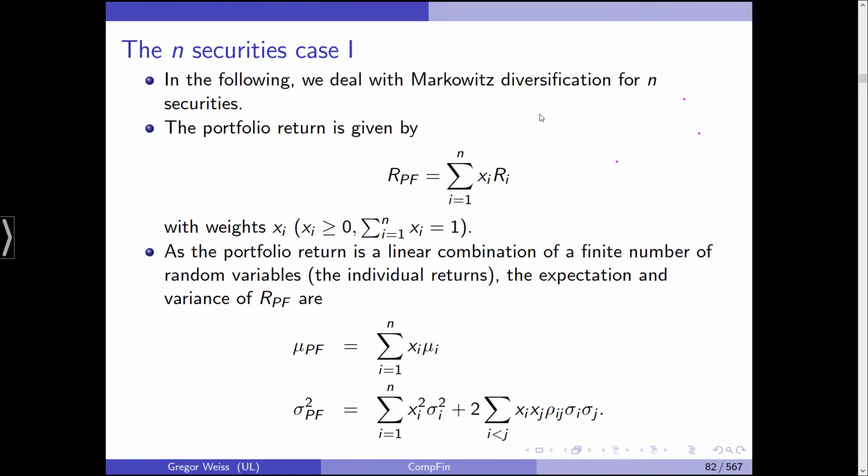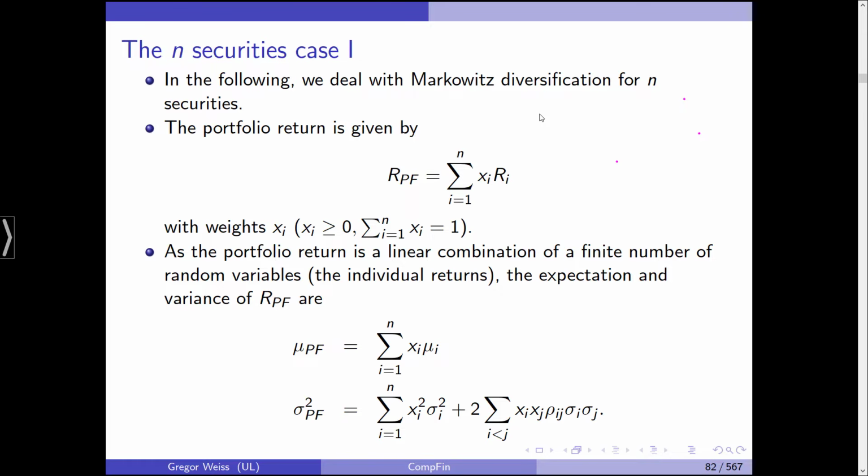First, the portfolio return, that is R_PF, and it's just a linear combination of all the individual returns of the N securities, weighted with the portfolio weights x1, x2, x3, up to xn. What this means is, for example, that we put 10% in the first stock, 5% in the second stock, 2% in the third, and so on.